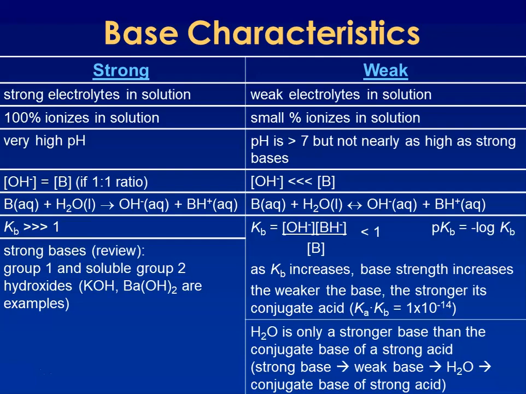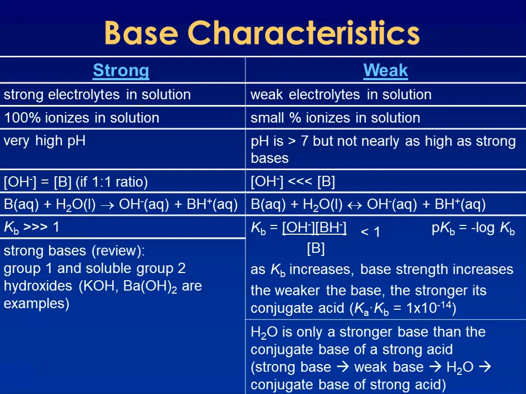Their Kbs are going to be much greater than 1. So the group 1 and the soluble group 2 hydroxides are your strong bases. The soluble ones for group 2 are calcium, barium, and strontium. Weak bases are going to be the ones that are your conjugate bases of acids or are going to have some sort of amino group attached to them.